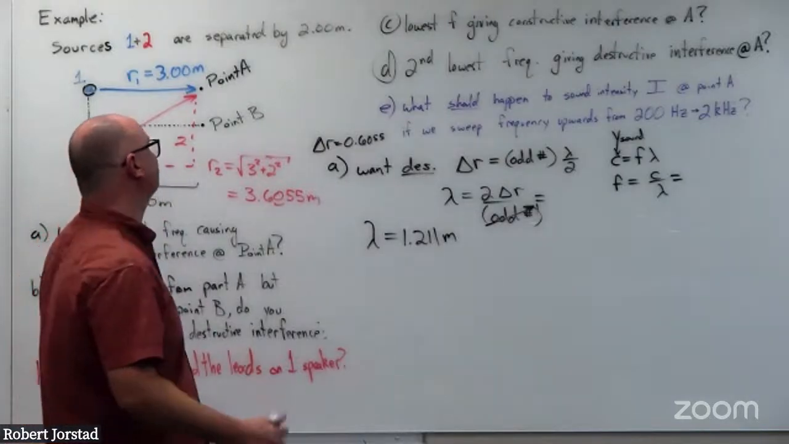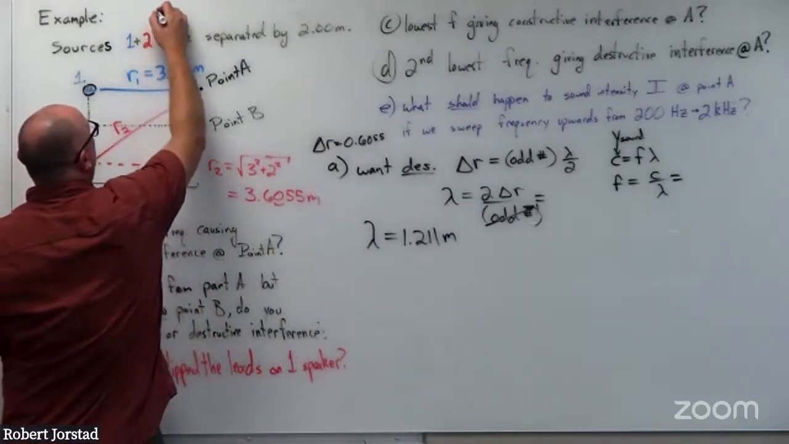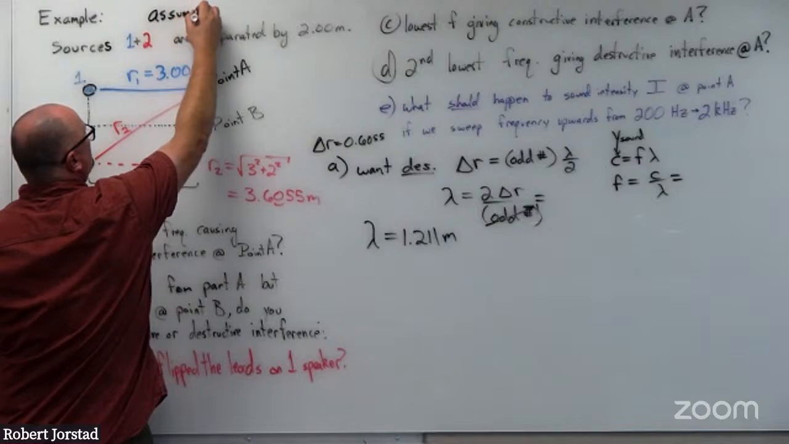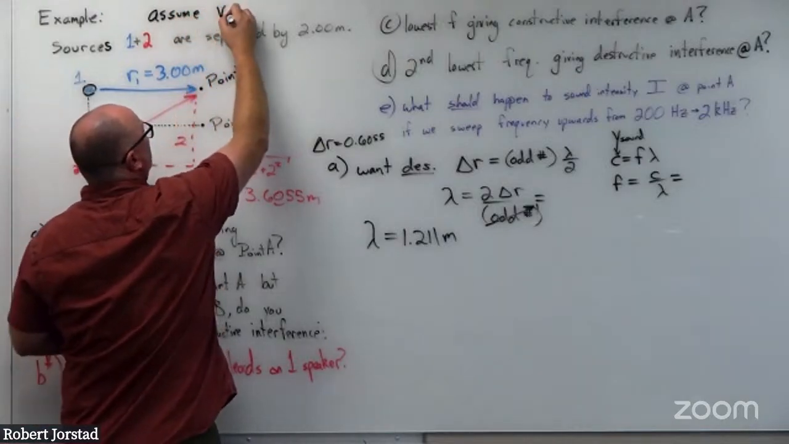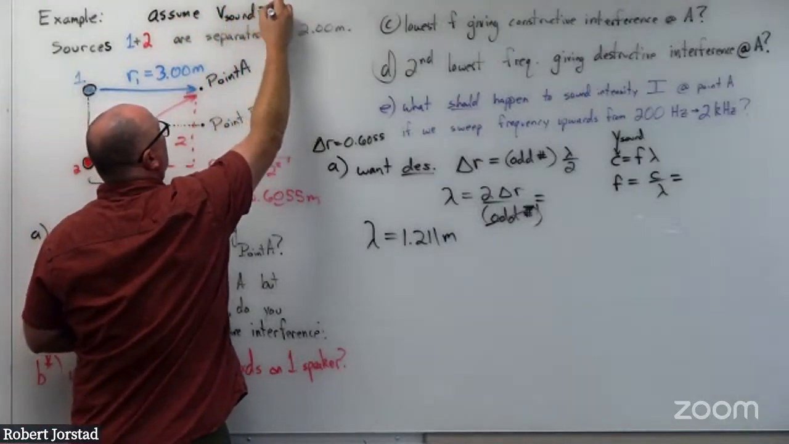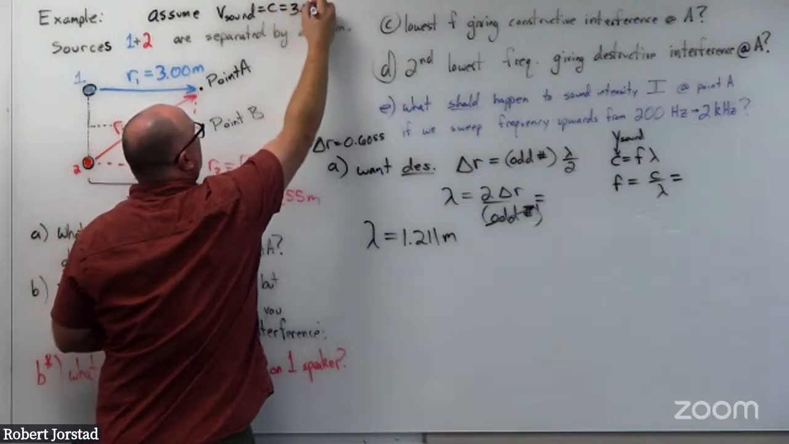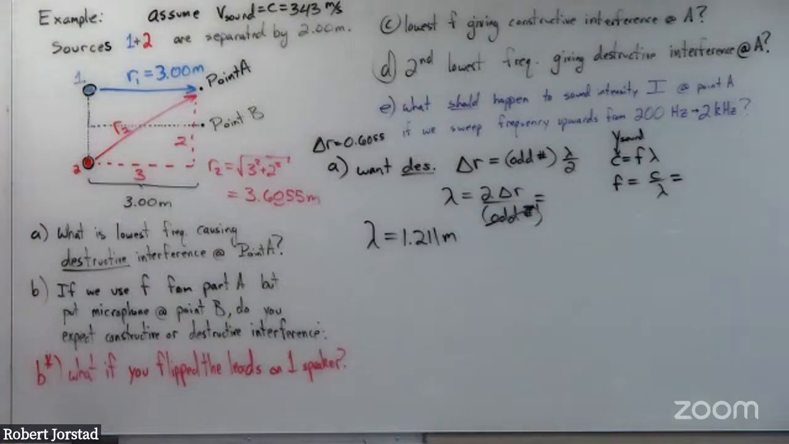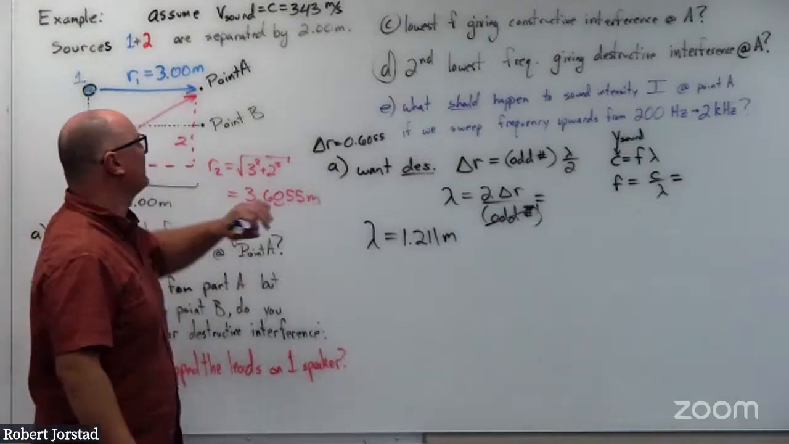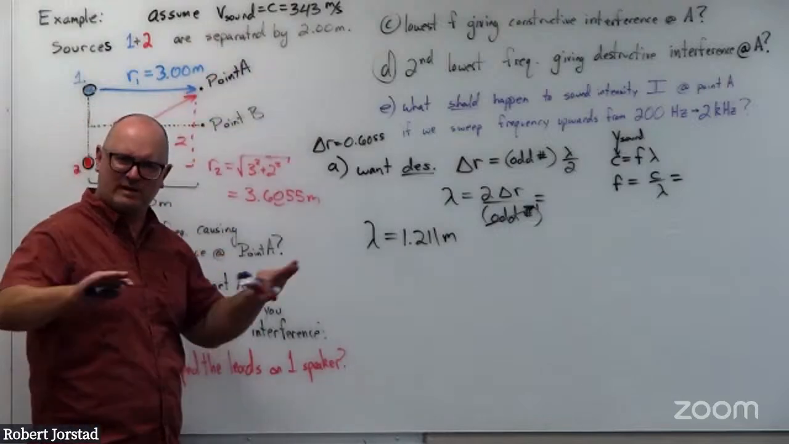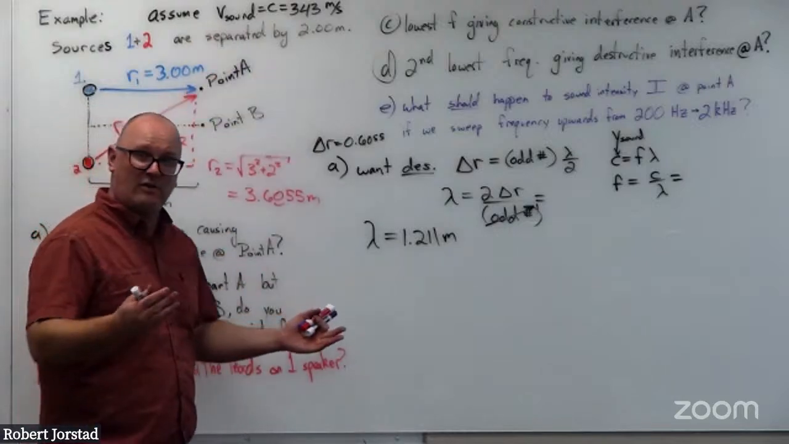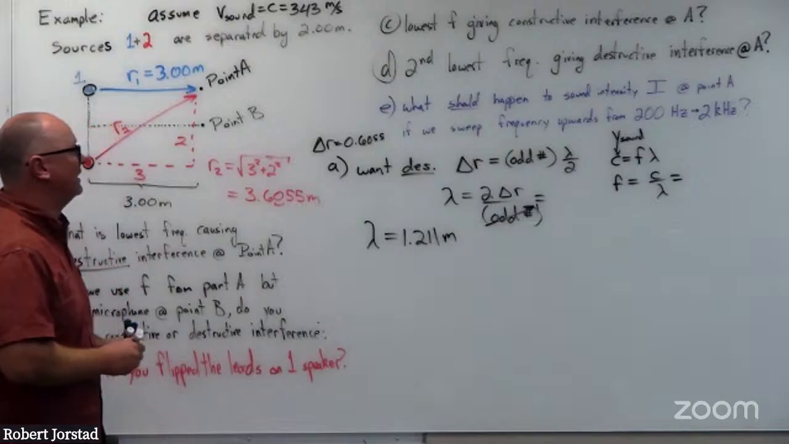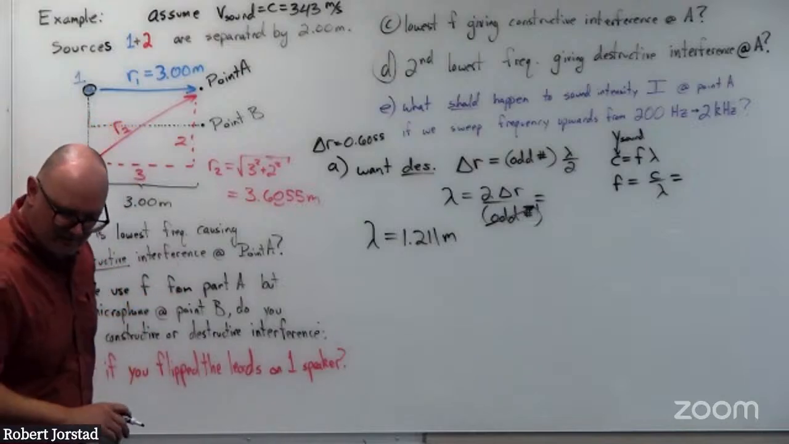Oh, I forgot to mention, unless otherwise specified, we usually assume V sound equals C equals 343 meters per second. Sorry about that. I left that piece of information out. I think somewhere in the workbook I mentioned this, but that's kind of your default sound speed. That's room temperature. We know that's close even if the temperature's off. All right, so out of all that, what did I get? 283, I think.